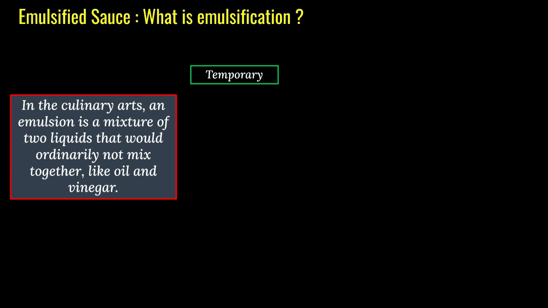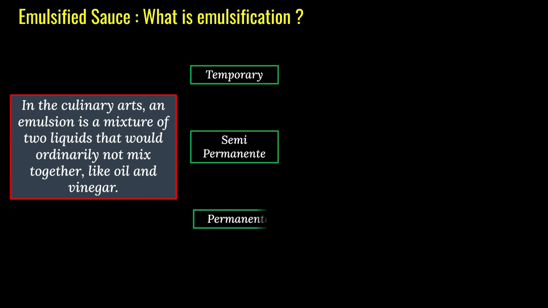Now there are three types of emulsification process. One is temporary emulsification. Number two is semi-permanent emulsification. And third one is permanent emulsification. Okay, so temporary, semi-permanent, and permanent. Let us discuss what is temporary, and then semi-permanent and permanent emulsion.